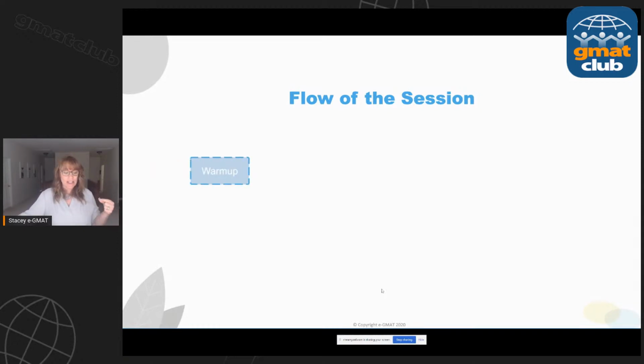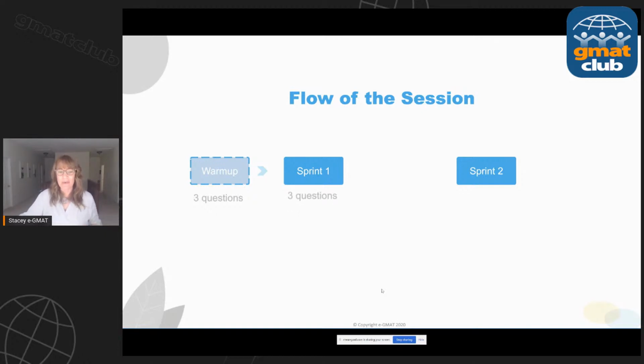The flow of the session today is going to be a warm-up. We're going to deal with some simple sentences just to get our brains started thinking about verbs and how verbs work in that warm-up, and we'll discuss those. Then we're going to go through a couple of sprints. So we'll have those 3 warm-up questions. Then we will tackle sprint 1, and from sprint 1, we will do sprint 2. Sprint 1 is going to consist of 3 questions. And then after those 3 questions, we will tackle sprint 2, which will have 2 questions.